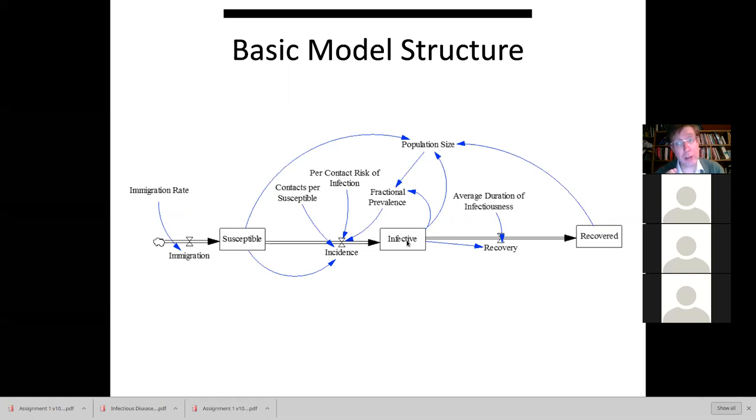And that stands in contrast, ladies and gentlemen, to what we saw with first order delays and even higher order delays, where any given flow depended on a stock, but it was the stock whence it came, the stock from which it emanated, in this case, recovery on infectives. Here we have incidence depending on susceptibles. If there aren't any susceptibles, there's not going to be any new cases of infection, but it further depends on infectives, the presence of infectives. In fact, what here is its upstream stock by chance.